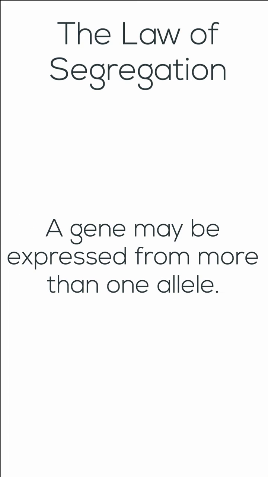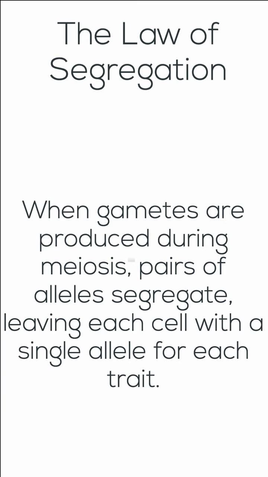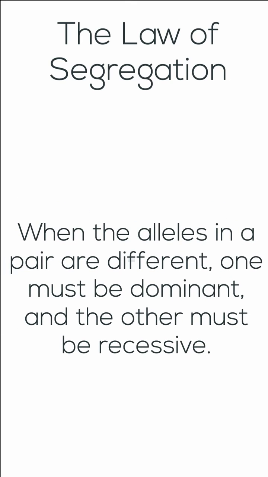1. A gene may be expressed from more than one allele. 2. Organisms inherit two alleles for each trait given by their parents. 3. When gametes are produced during meiosis, pairs of alleles segregate, leaving each cell with a single allele for each trait. And 4. When the alleles in a pair are different, one must be dominant and the other recessive.